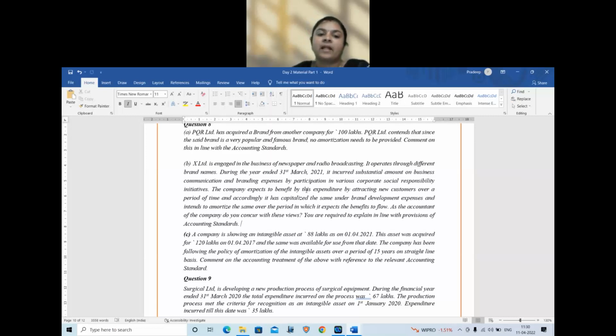C. A company is showing an intangible asset at 88 lakhs as on 1/4/2021. The asset was acquired for 120 lakhs on 1/4/17, and the same is available for use from that date. The company has been following an amortization of intangible assets over a period of 15 years. Comment on the accounting treatment. Can I have 15 years accounting treatment? No. We can only have a maximum period of 10 years. So considering a period of 10 years, can you calculate the revised depreciation or revised amortization?